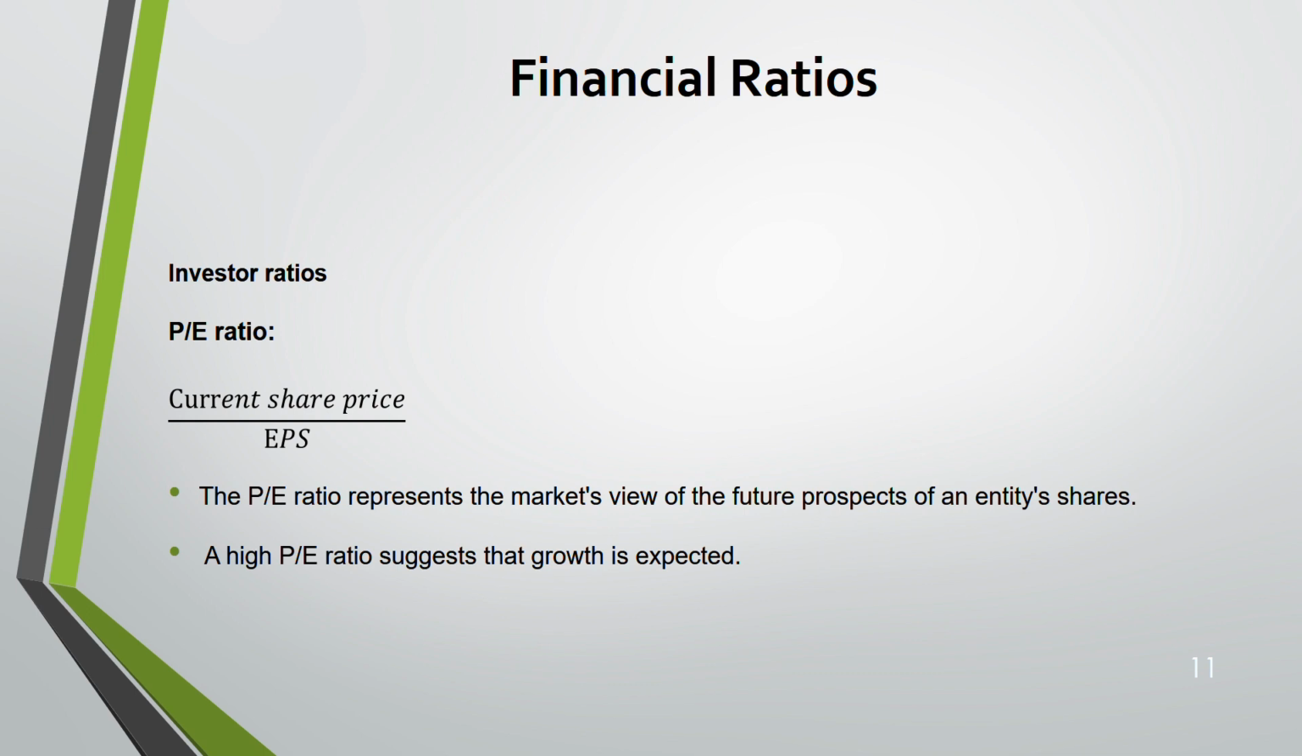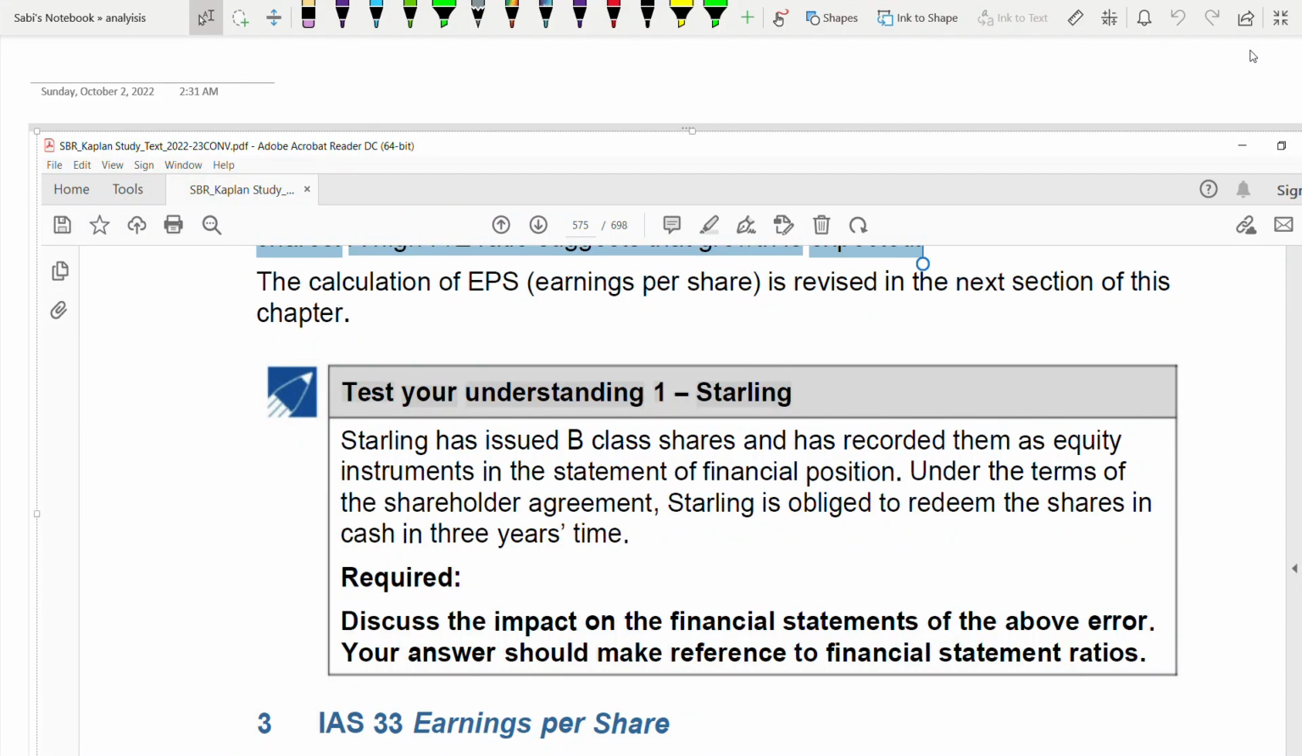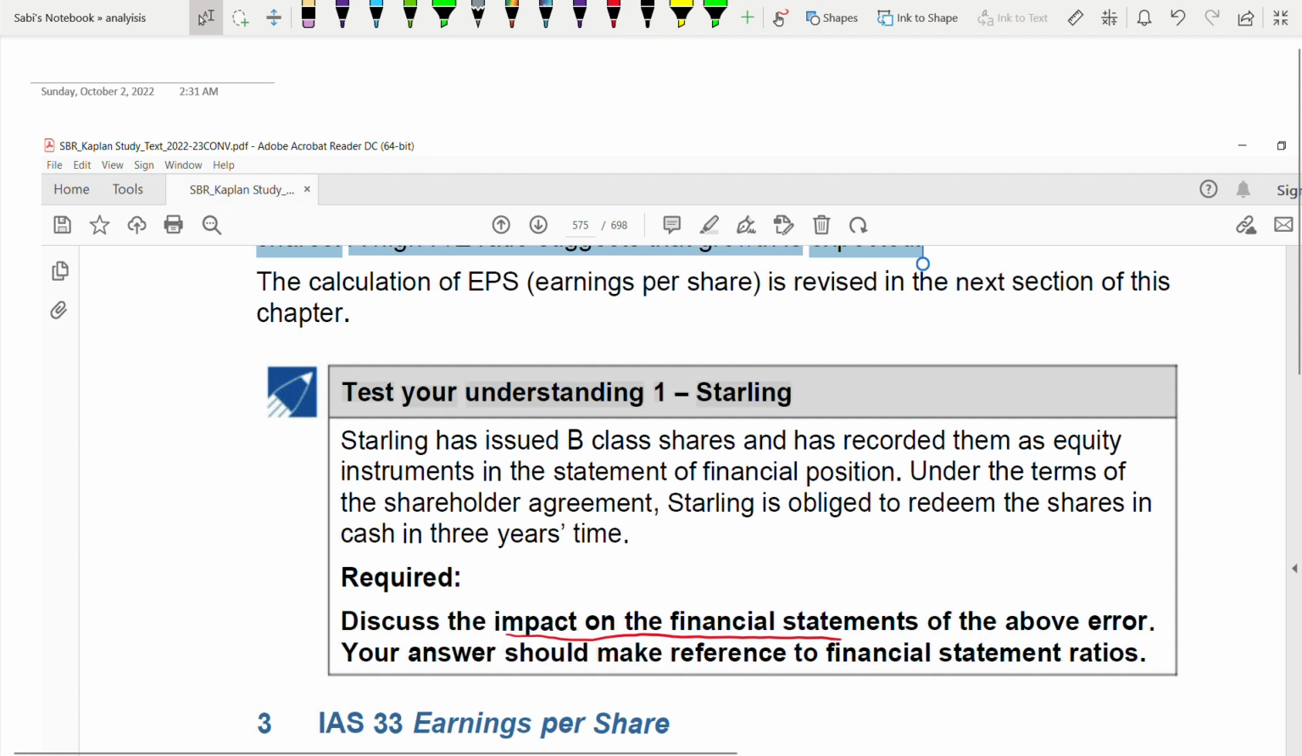So now let's do a small question. That's it. We have covered all the ratios before we move on to the impact of policies and estimates. Test your understanding 1, Starling. Okay. Here you have to discuss the impact on the financial statements of the above error, and your answer should make reference to the ratios. Okay. So let's start. Starling has issued B class shares and has recorded them as equity instruments in the statement of financial position. Okay.